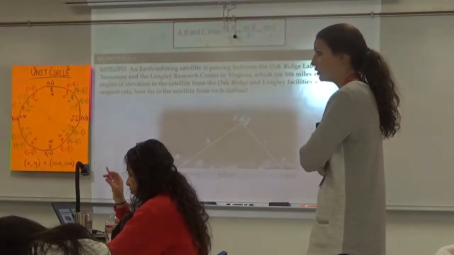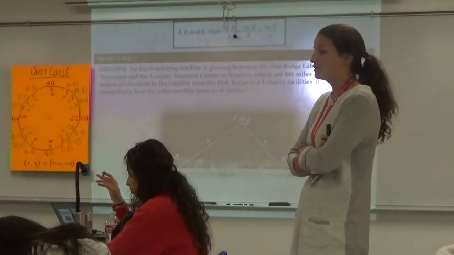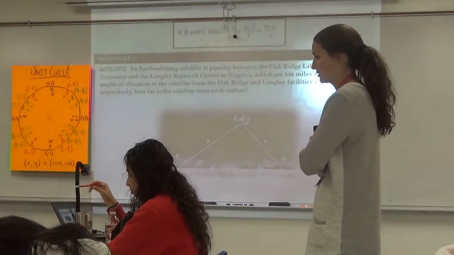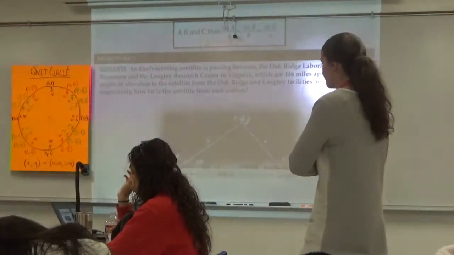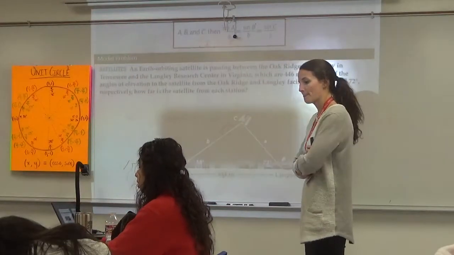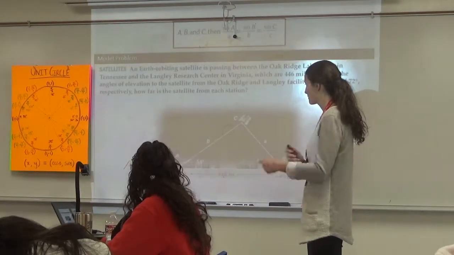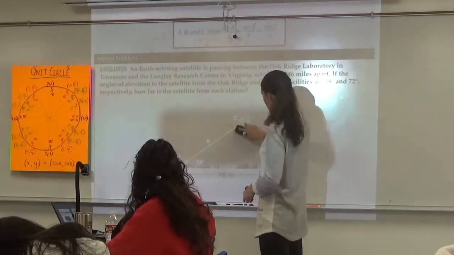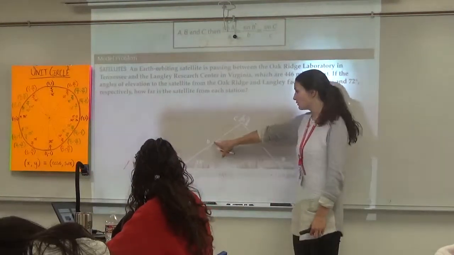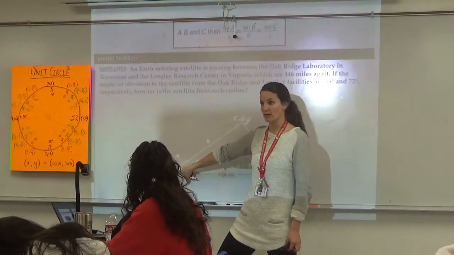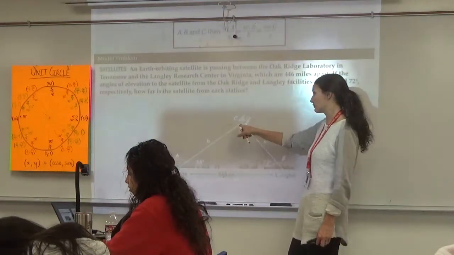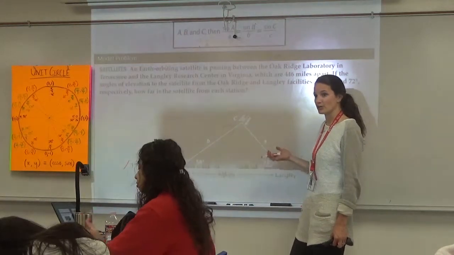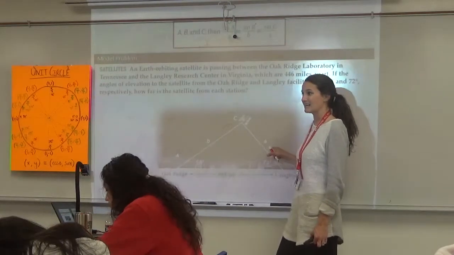Okay, so if we want to know how far the satellite is from each station, looking at your picture, what are they asking you to solve for? How far? Which is what part of my picture right here? Side B will tell us how far it is from Oak Ridge, right? And then side A, because they also want how far it is from Langley as well, right? So essentially, all I'm solving for here is B and A, the sides of this triangle.